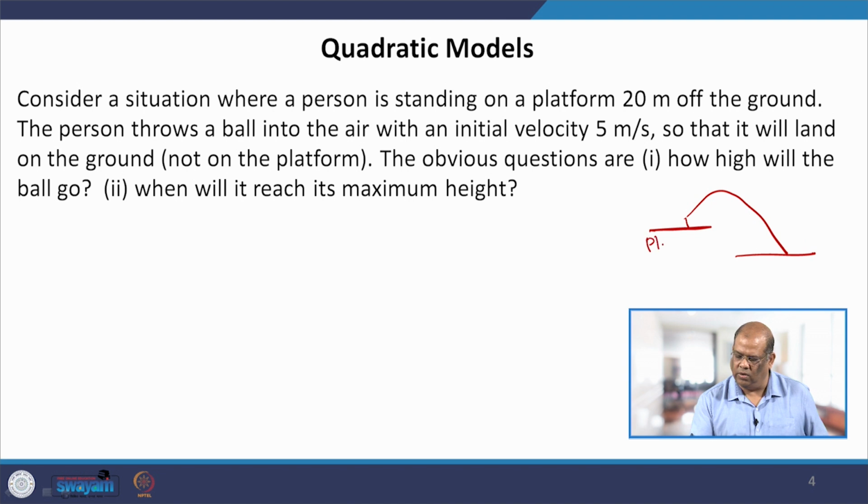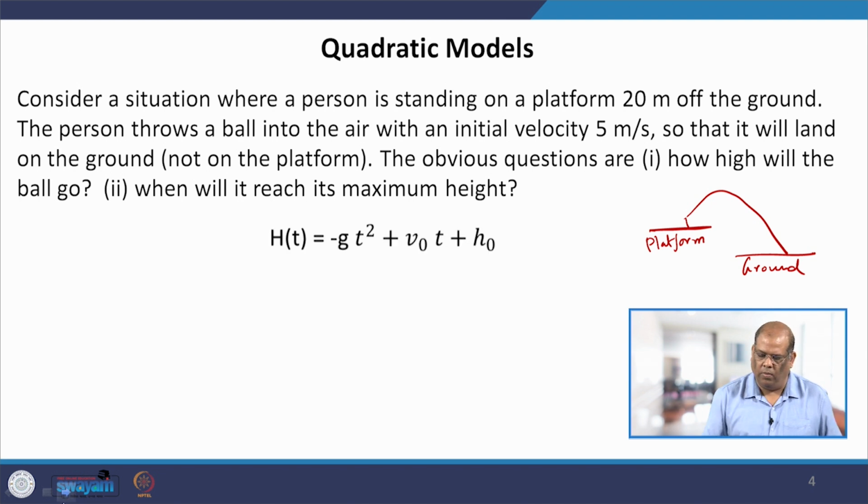So, this is your platform and this is your ground. There can be many questions. One of them is how high the ball will go and at what time it reaches its maximum height.